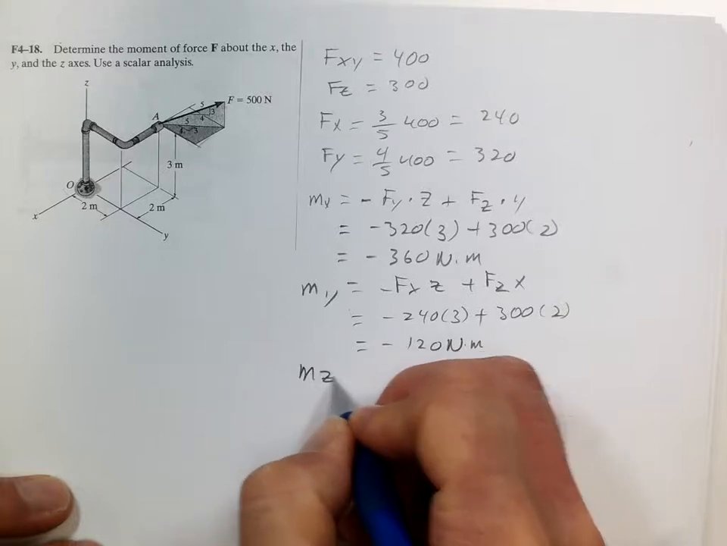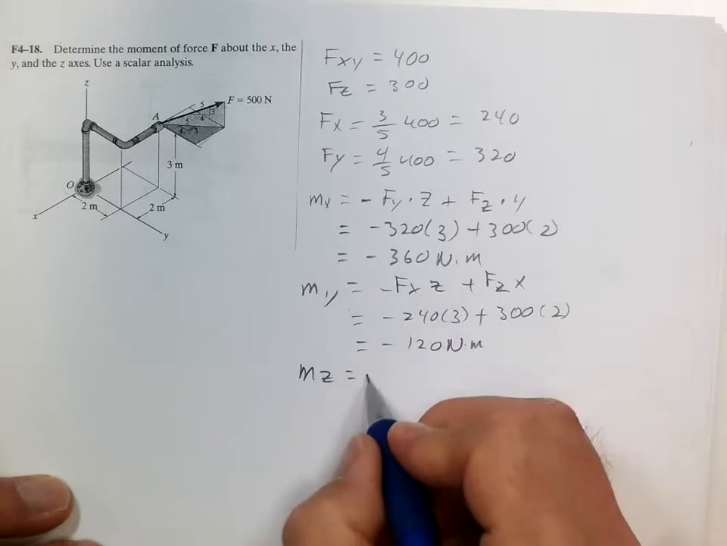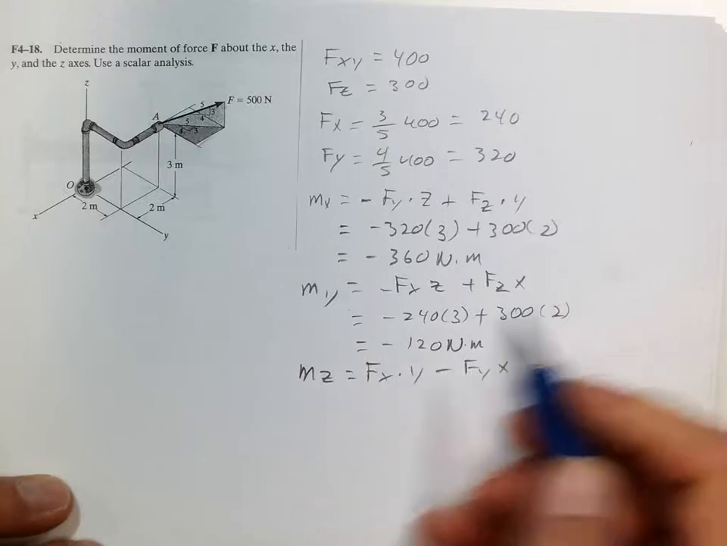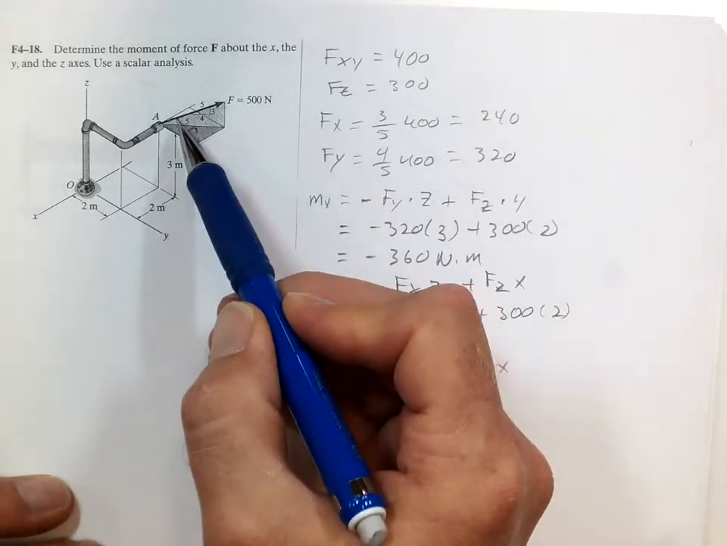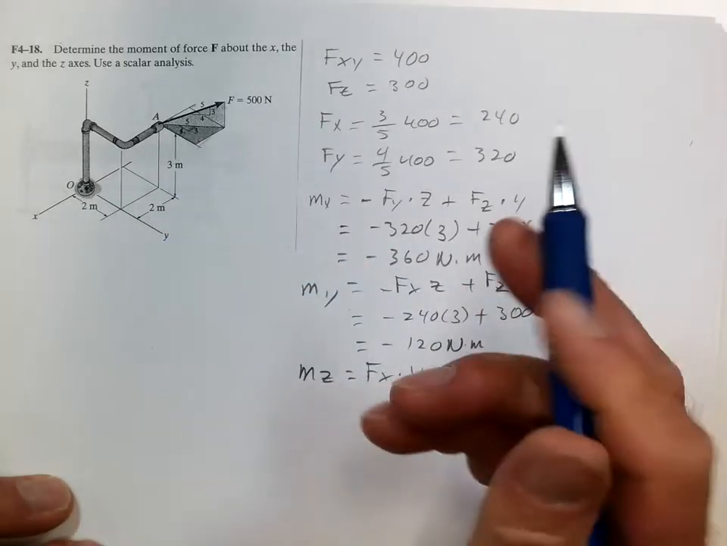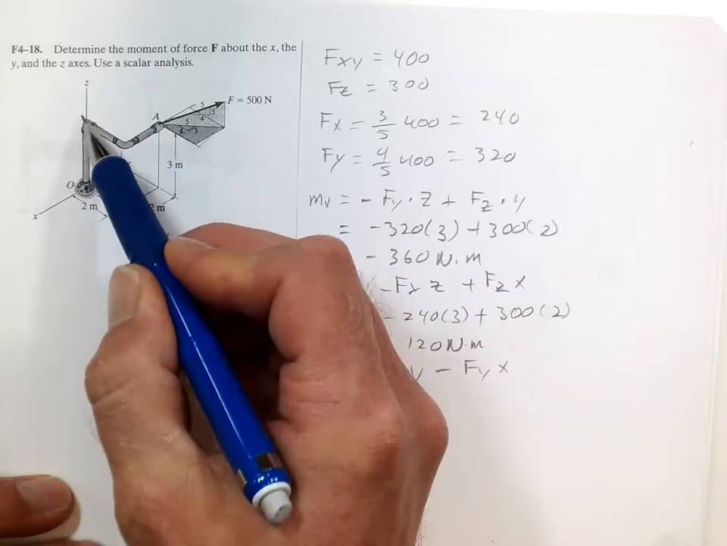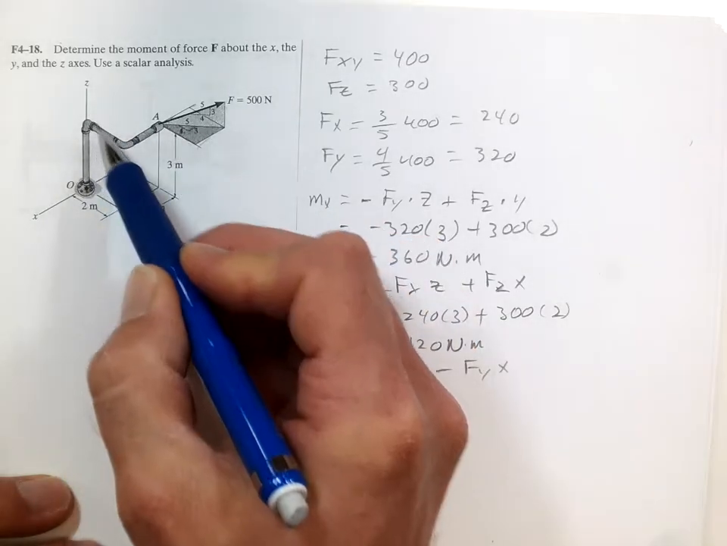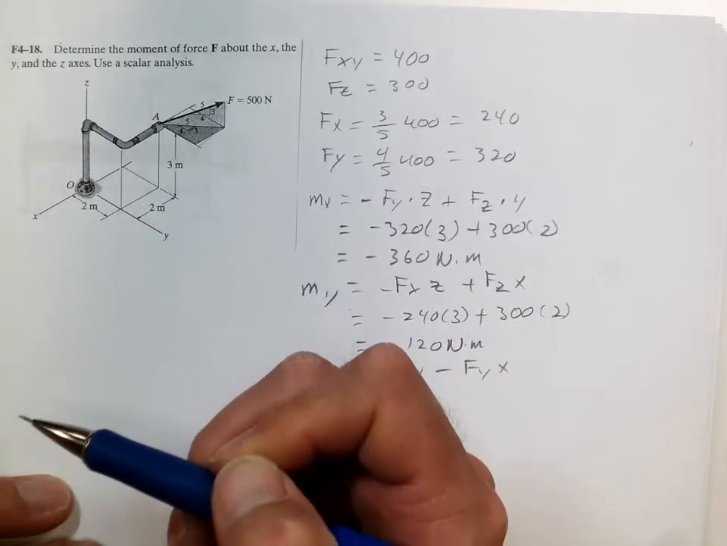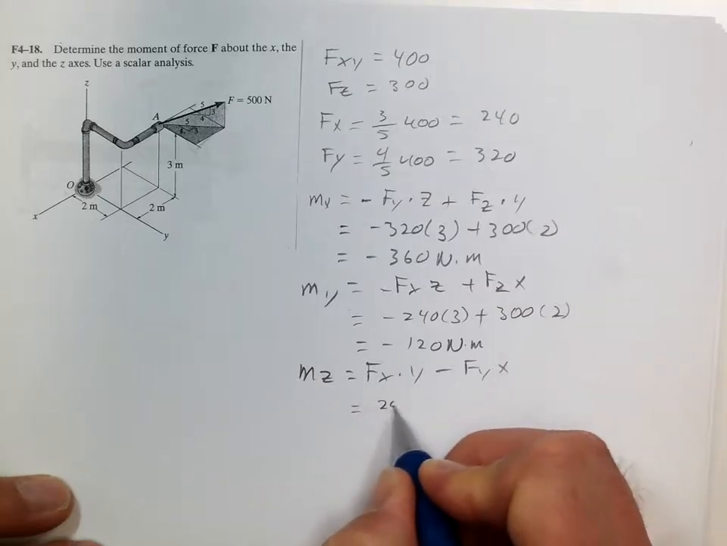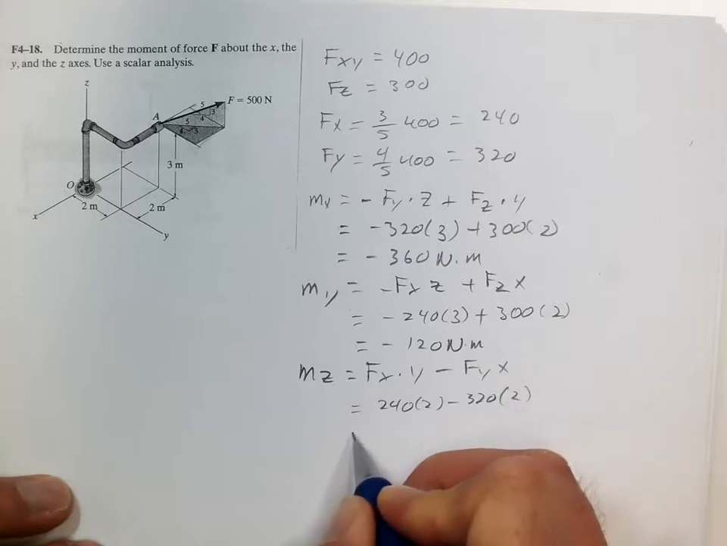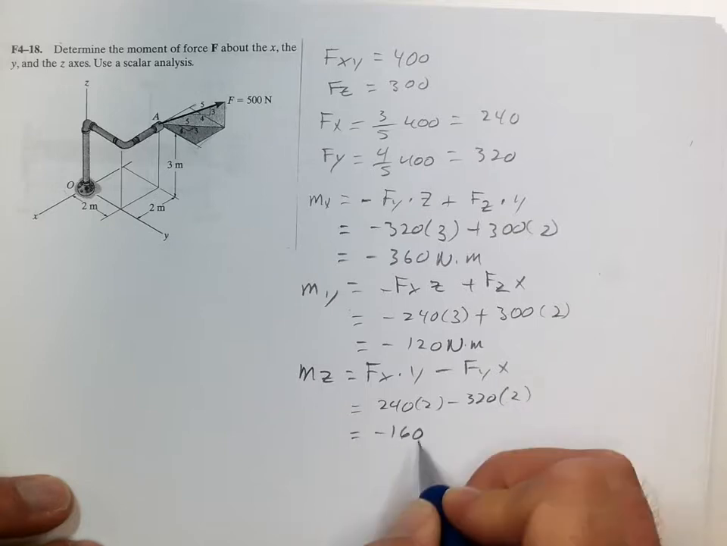And moment about the z-axis is Fx times y minus Fy times x. So Fx is the force in the x direction, again, rotation about the z, so Fx times the y distance, and then Fy times the x distance. So that's 240 times 2 minus 320 times 2, and that equals negative 160 Newton meters.